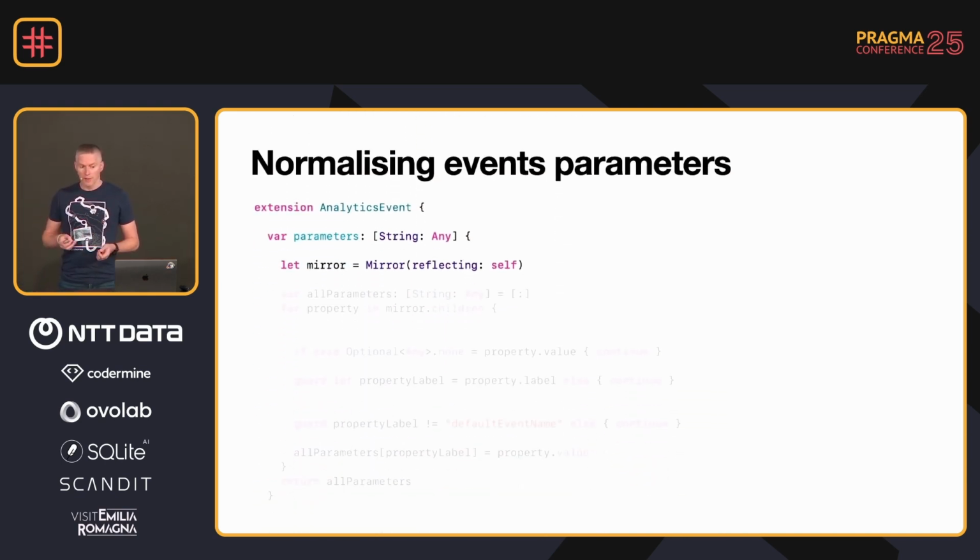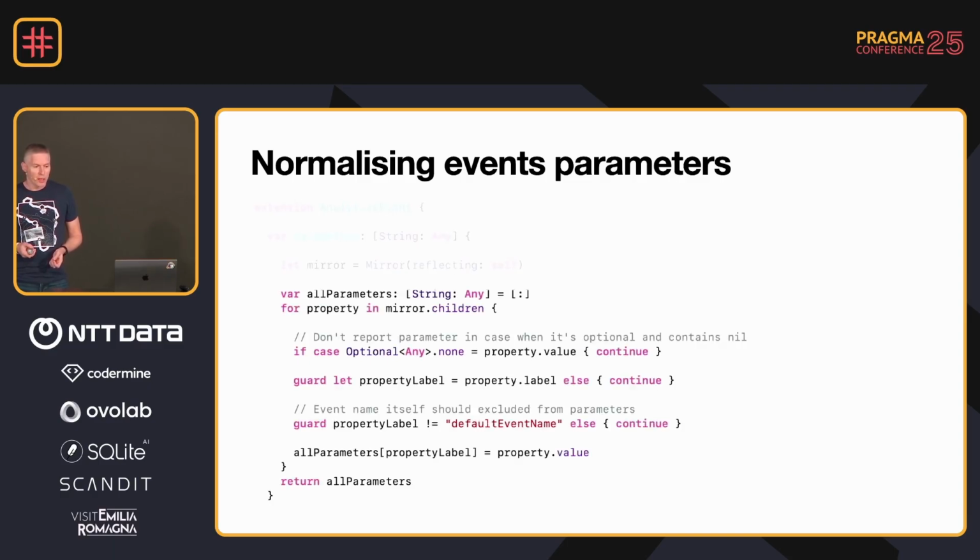How do we normalize event parameters? Here we're using a small trick. It's the Mirror functionality, which is part of the reflection framework of Swift. What it does is, for any instance type, it returns the internal structure of this type. It's what we need for type erasing, because we don't care how many parameters each structure has. We just get the mirror children and iterate through them. Of course, excluding the event name because it's not a parameter.